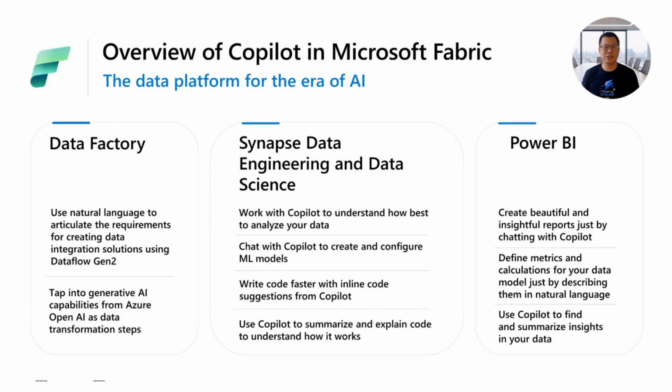Crucially, Copilot is included with your Fabric capacity. It's not a separate per user license. You pay based on the capacity units, CUs, consumed by the AI.